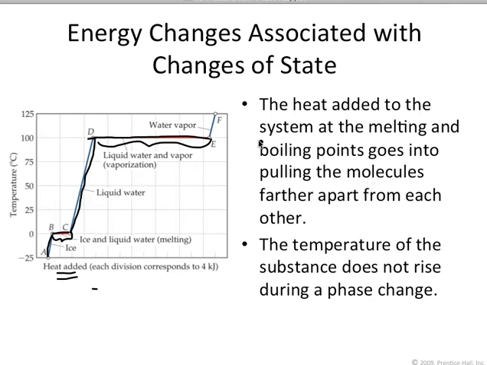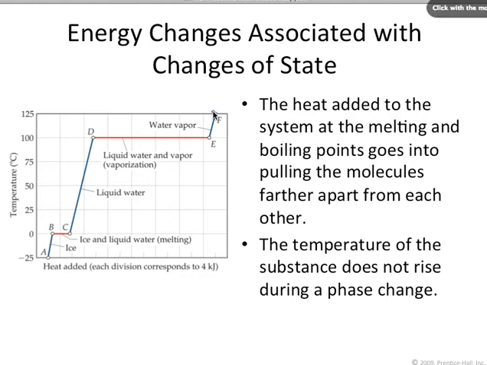Once everything is turned into a gas, if I continue to add heat into the system, the temperature increases, the kinetic energy of the system increases. We'll look at this curve more when we talk about enthalpy or energy changes, but it was important to me that you understood how adding energy is affecting both the kinetic energy and the potential energy, hence the phase changes of the system.